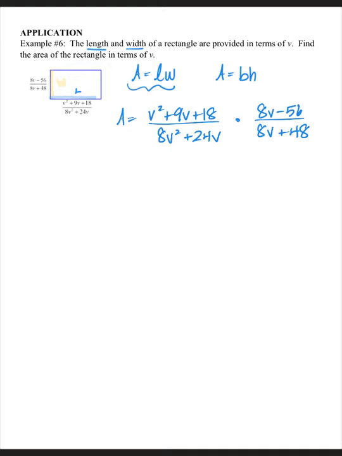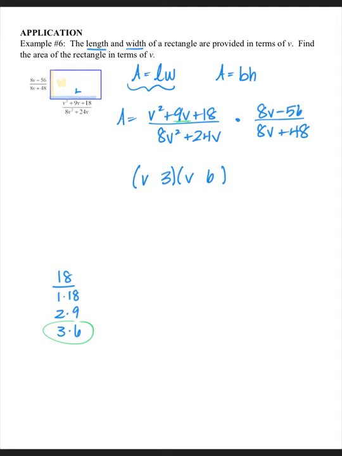Let's start with the trinomial in the numerator of the first fraction. I have v and v. In order to get the 18, I'm looking for numbers that multiply to 18. What does that give me? 2 times 9 and 3 times 6. Numbers that multiply to 18, but they're going to add to give me a 9v. I'm going to choose this combination. All right, so let's say I do a 3 and a 6.